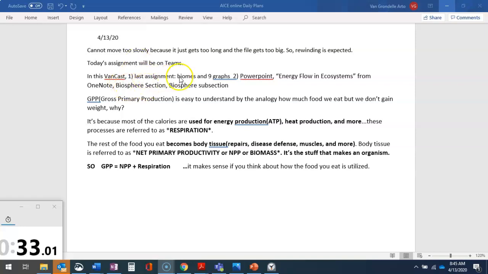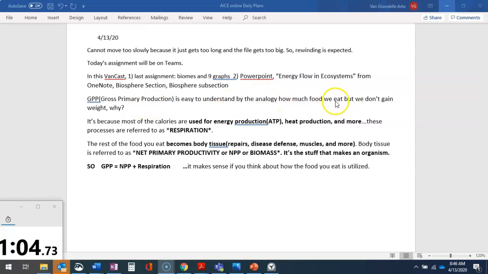Now I'm just going to go over some points from the last assignment on biomes and the graphs, and net primary productivity and gross primary productivity, and then go over a PowerPoint. I hope that doesn't take longer than 5 minutes. It's on energy flow and ecosystems. It's really good. It's in the OneNote biosphere section.